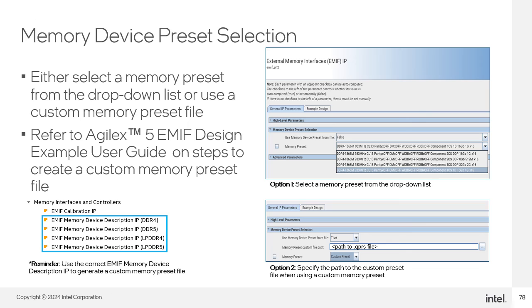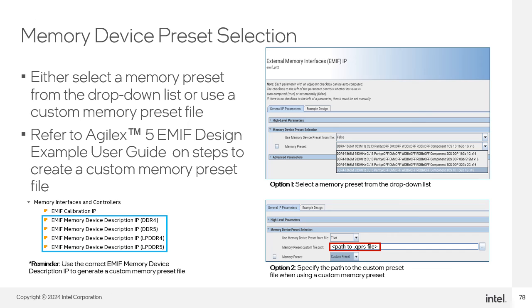The controller options in the Basic tab are mostly mapped to the memory device preset selection. Let's take a closer look at the memory device preset in Agilex 5 FPGA EMIF IP. A memory preset is a file that contains all the parameters that describe the memory structure, density, organization, and memory timing parameters. You can either select a memory preset from the memory preset drop-down list or use a custom memory preset.